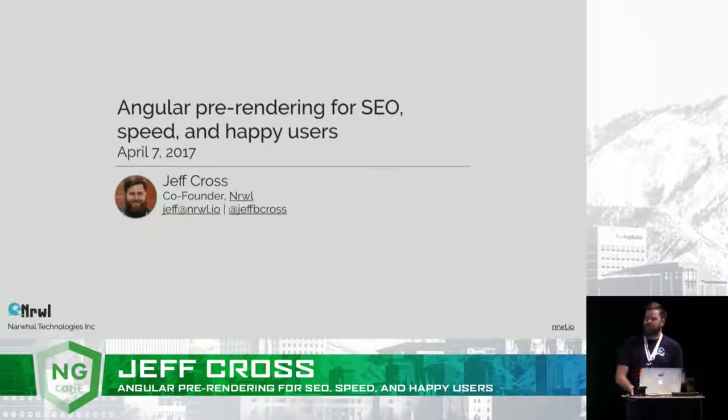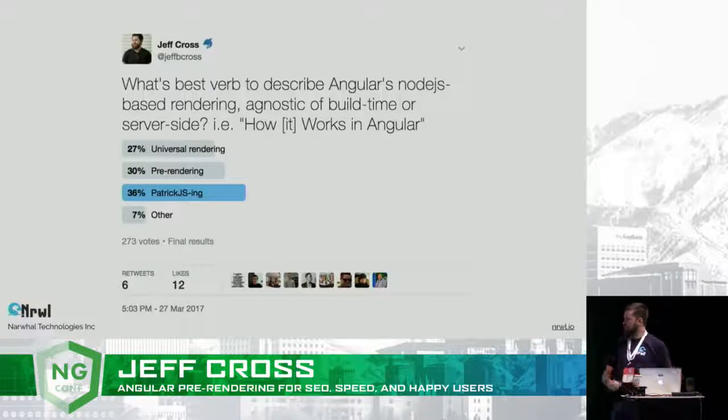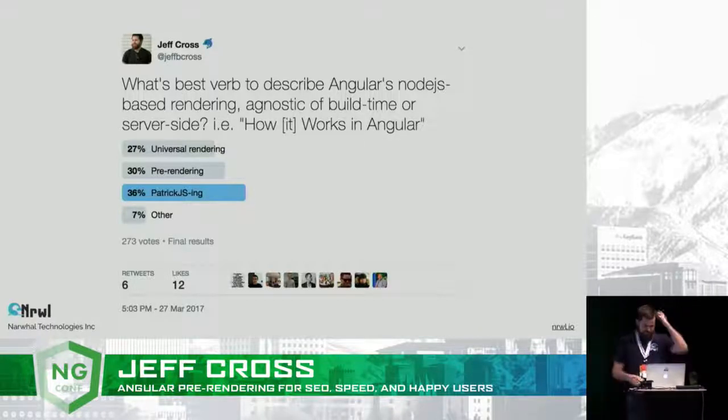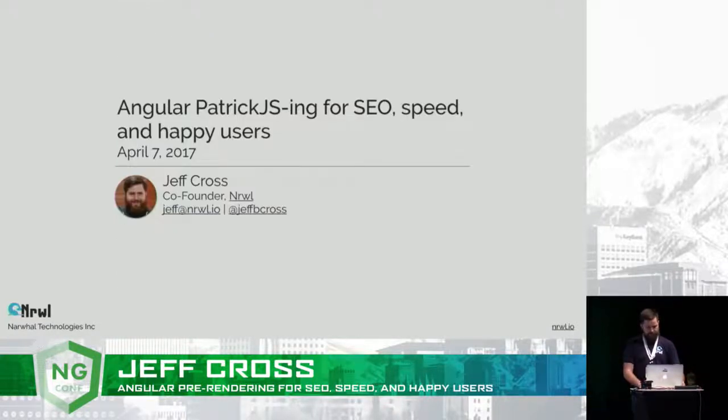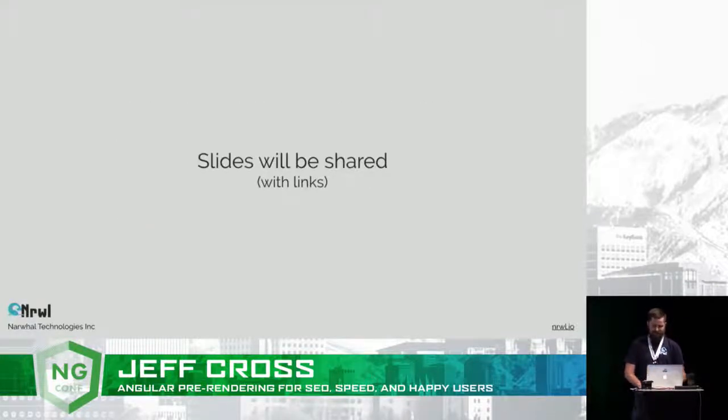Lots of different words. So like all scientific studies, I took to Twitter to do a poll to see what we should call it. And we had universal rendering, pre-rendering, or Patrick JSing to honor Patrick JS, who did the original universal implementation. So as you can see, Patrick JSing won, and so my talk today is actually Angular Patrick JSing for SEO, speed and happy users. So congratulations, Patrick, if you're watching. You couldn't be here today, but I'll share these slides later.